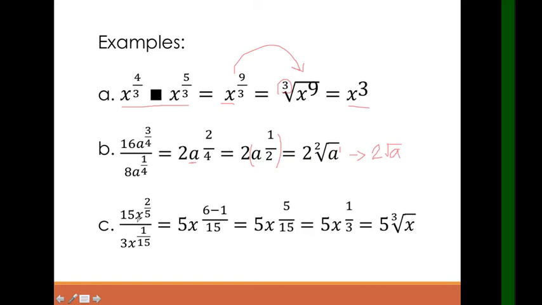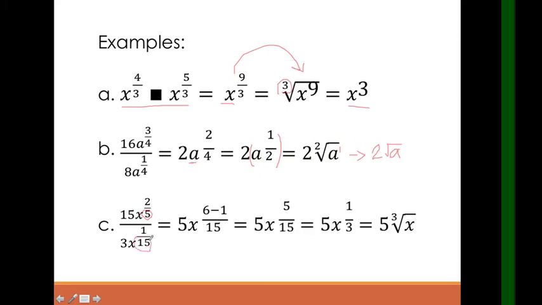And finally, for 15x raised to 2 over 5 all over 3x raised to 1 over 15. So we have 15 divided by 3 is 5. Then copy the x, or the variable. And then 2 fifths minus 1 over 15. Ang kanilang LCD, they don't have the same denominator, right? This is 5 and this is 15.